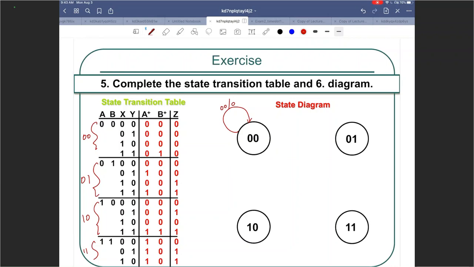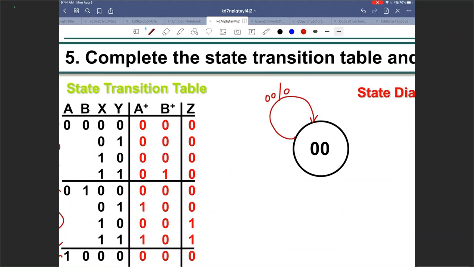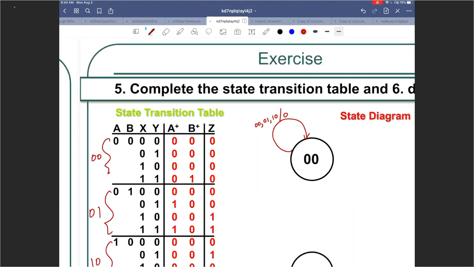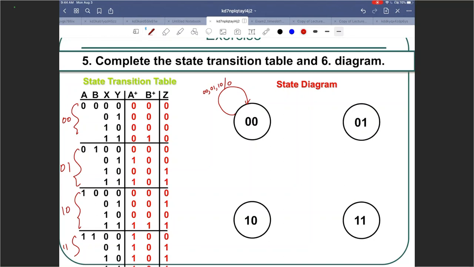And then when the input is 1, it's the same state. So 0, 0, 0, 1, 1, 0. That means the input possibilities are 0, 0, 0, 1, 1, 0. For all those, output is 0 and it stays there. And when it gets 1, 1, that's when it moves to the next state. And the output is 0 again.